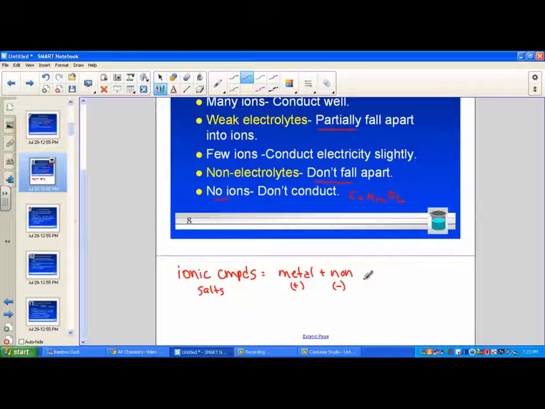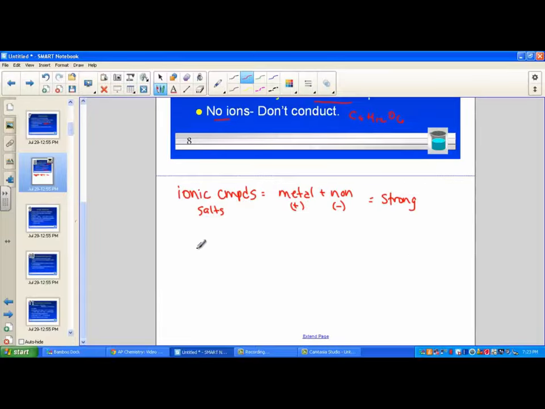Water-soluble salts are strong electrolytes. And you'll see that if indeed a salt dissolves in water, it will 100% dissociate, forming lots of charged particles, and the light bulb will glow brightly.